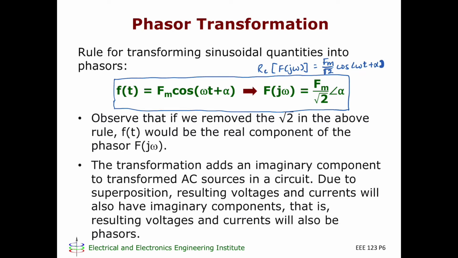The transformation adds an imaginary component to transformed AC sources in a circuit. So originally, our quantity is purely real. When we transform it into a phasor, we are adding an imaginary component. Now, due to superposition, whatever resulting voltages and currents in the circuit will also have imaginary components. That is, the resulting voltages and currents will also be phasors.